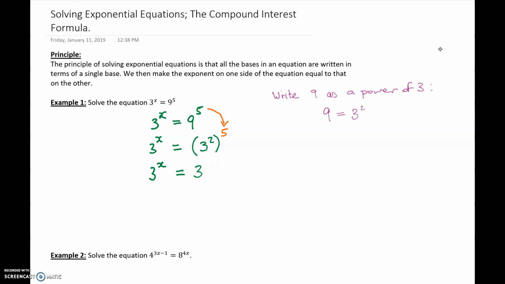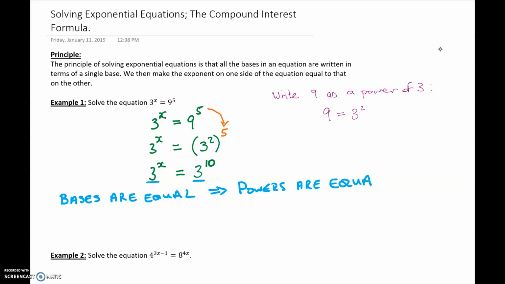Okay, so I'll just assume that we get that. Now, this is where we make a little statement. The bases are the same. So the bases are equal. And this doesn't work until we get the bases to be equal. So that means the powers are also equal. So the bases are equal, and that means the powers are equal. So that would tell you that x is equal to 10.